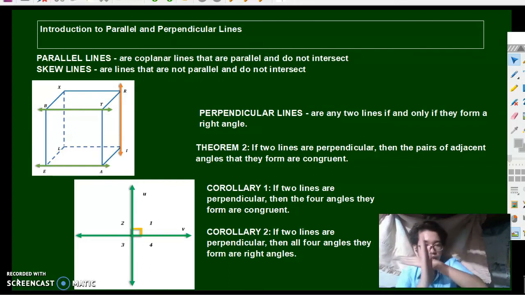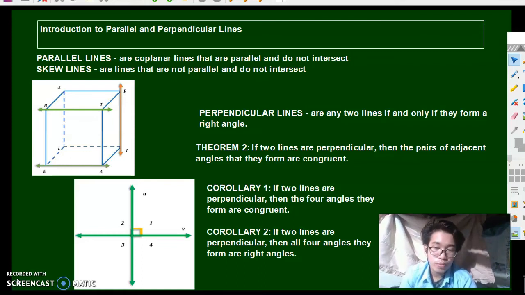Let's say, for example, you have line U and line V. When they intersect, the pairs of adjacent angles that they form are congruent. To prove that, as you can see, if line U and line V intersect, those two lines will form a right angle.